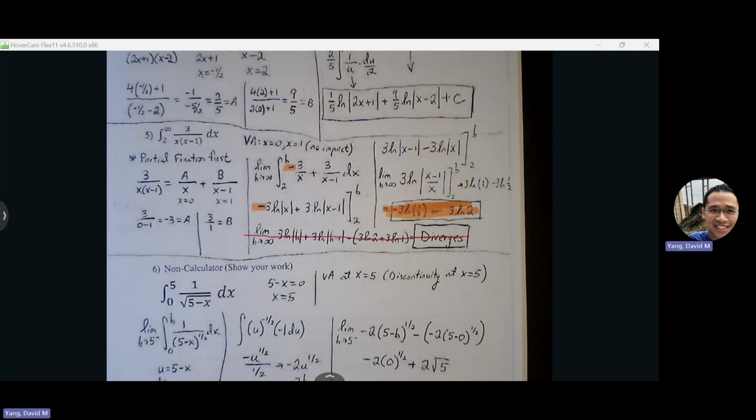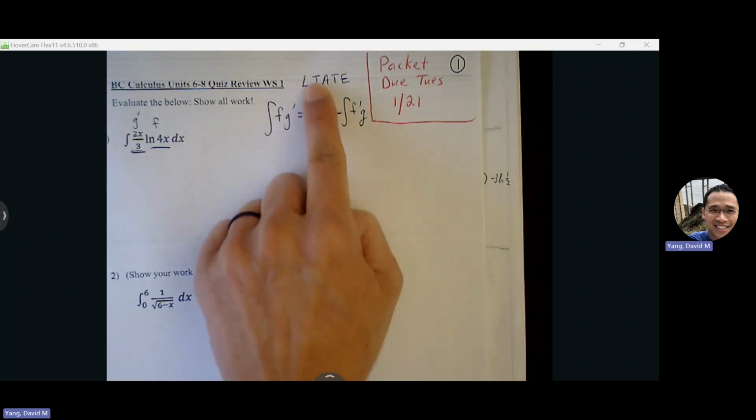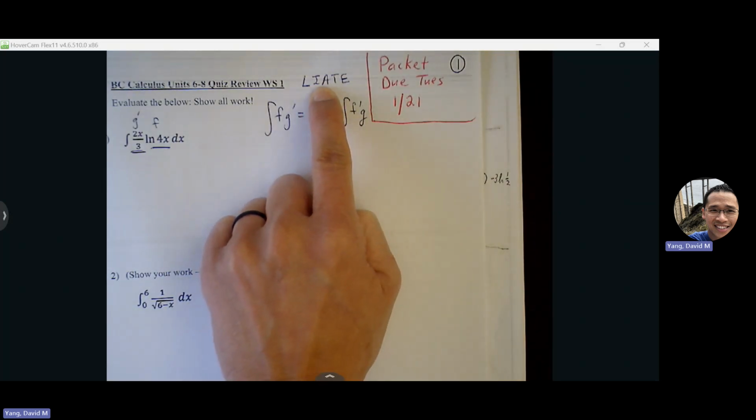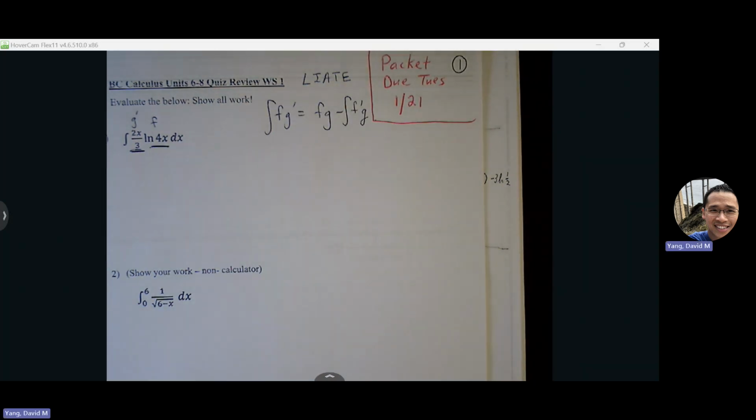Could you go over what each of the letters in LIATE means? Yeah. So L is for logs, I is for inverse trig, which you're not going to see. A is for algebraic, T is for trig, and E is for exponential.